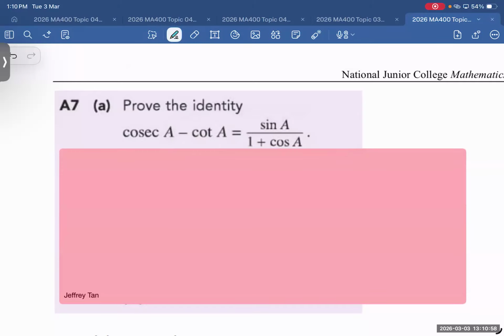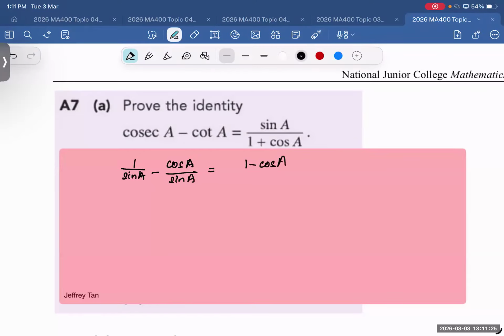Why? Because sine and cosine are always our first love. They were the first ones that came into our life when we did trigo in Secondary 2. So cosecant is 1 over sine, and cotangent is cosine over sine. I seldom change cotangent to 1 over tangent unless my endpoint has tangent. After that, I make the denominator the same.